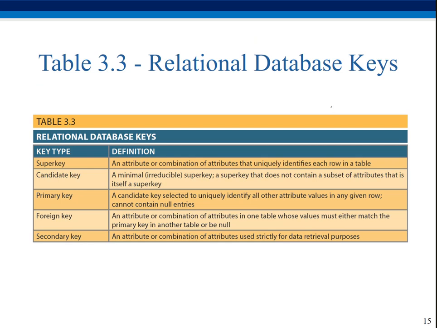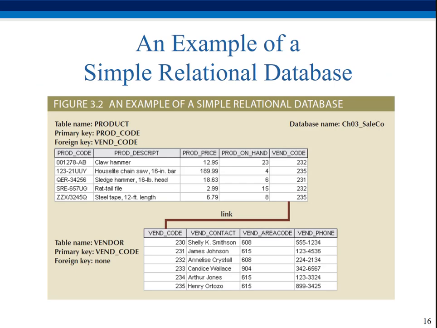So again, you can see more definitions, basically the same thing over here. Here's an example of a simple database over here. So you can see the vendor code refers to the vendor code, from the vendor code to the product file.